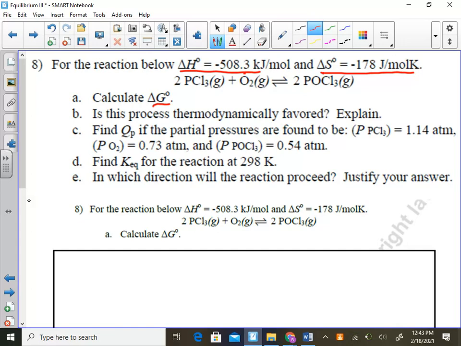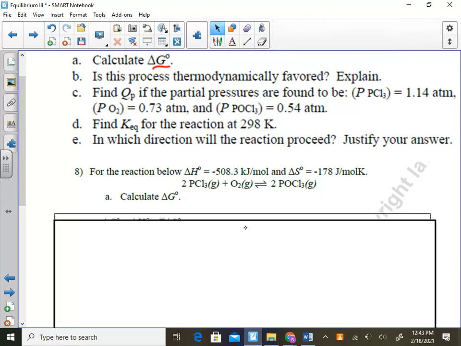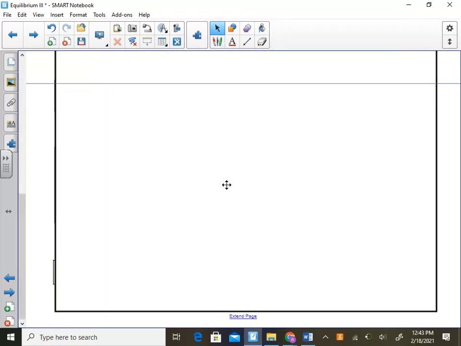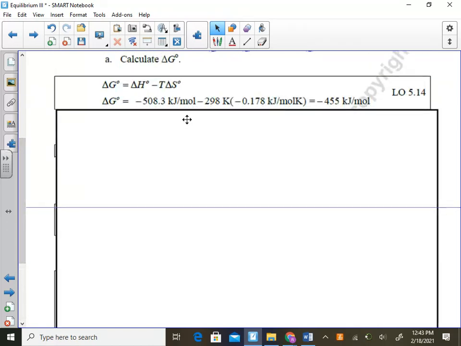Now, if we look at that using that Gibbs free energy equation, and we plug in what we know, delta H is given as negative 508.3. The temperature is this little delta G naught. That naught stands for the temperature of 298.